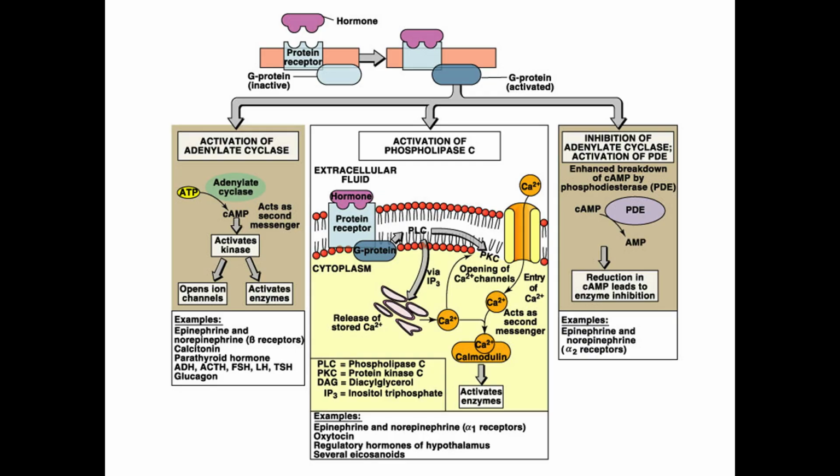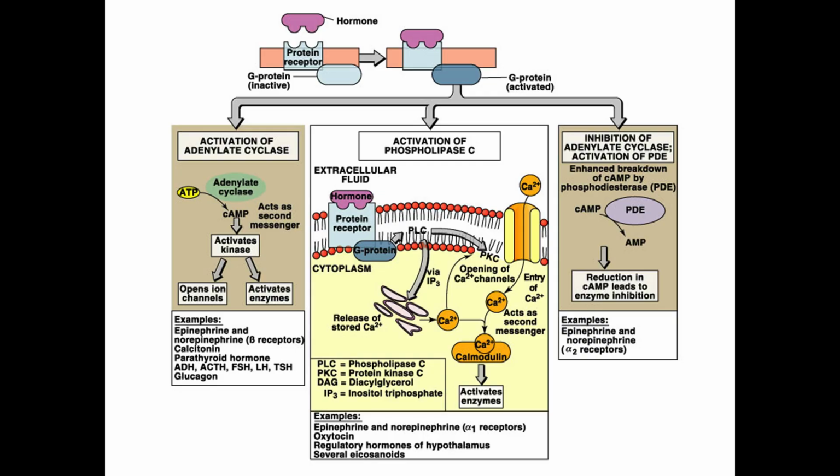When calcium ion enters the cells, or when phospholipase C helps to release the stored calcium, the calcium ion concentration inside the cell increases. Then this calcium binds with calmodulin and makes the calcium-calmodulin complex. Then it activates several enzymes and shows its actions. Which protein hormones act via activation of phospholipase C? Epinephrine, norepinephrine, oxytocin, hypothalamic regulatory hormones, and several eicosanoids act via this mechanism.